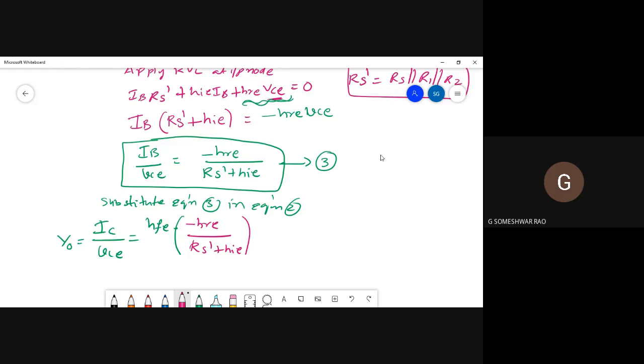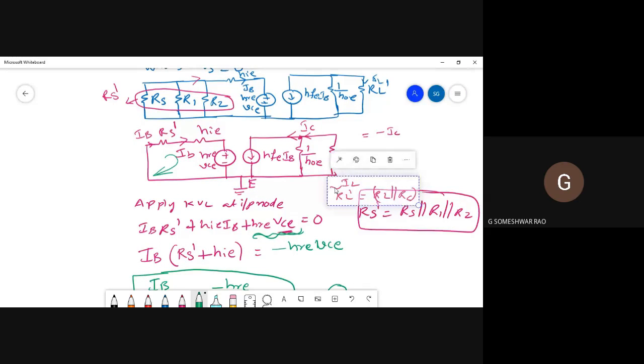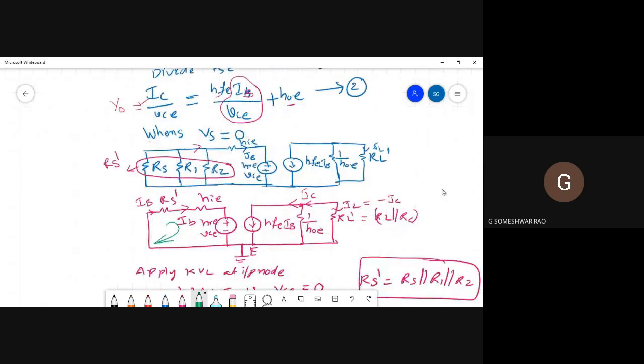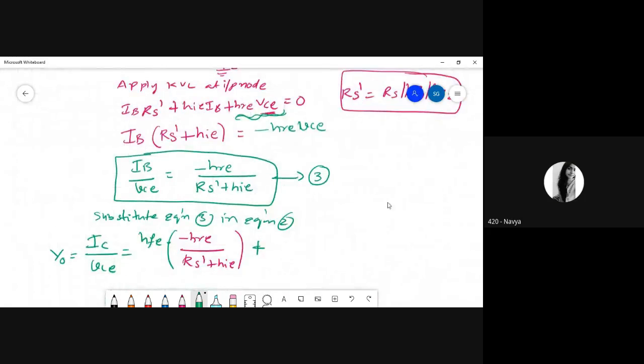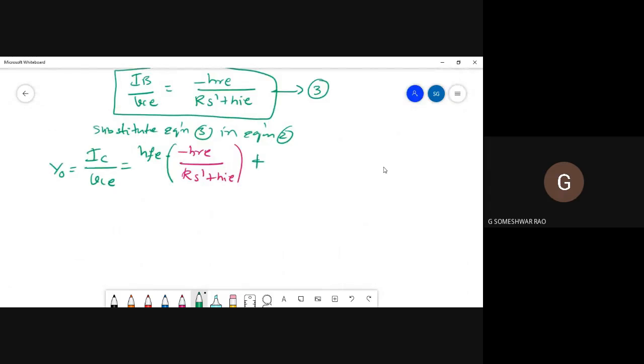Good. So plus, what is the other term? HOE, sir. HOE or HFE? HOE, sir. Very good, HOE. Not HFE, it is HOE. Just observe. So that means Y naught is equal to HOE minus HFE into HRE by RS dash plus HIE. So this is the output admittance expression.